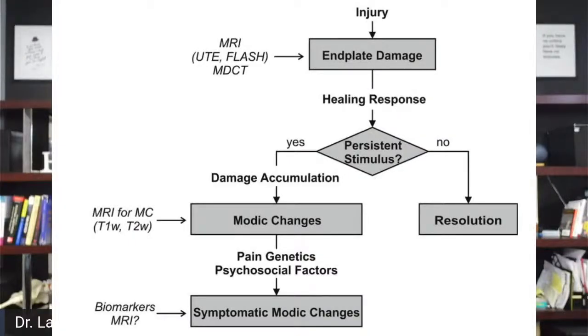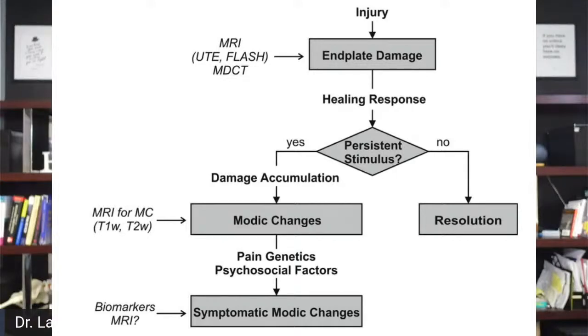So you have this end plate that traditionally results in a healing response. So if whatever caused the damage seems not to cause any problem, you may be able to get improvement or resolution. But if it doesn't, then you start getting this accumulation of damage, and then you start getting these modic changes that were mentioned earlier, and these changes in the bone.